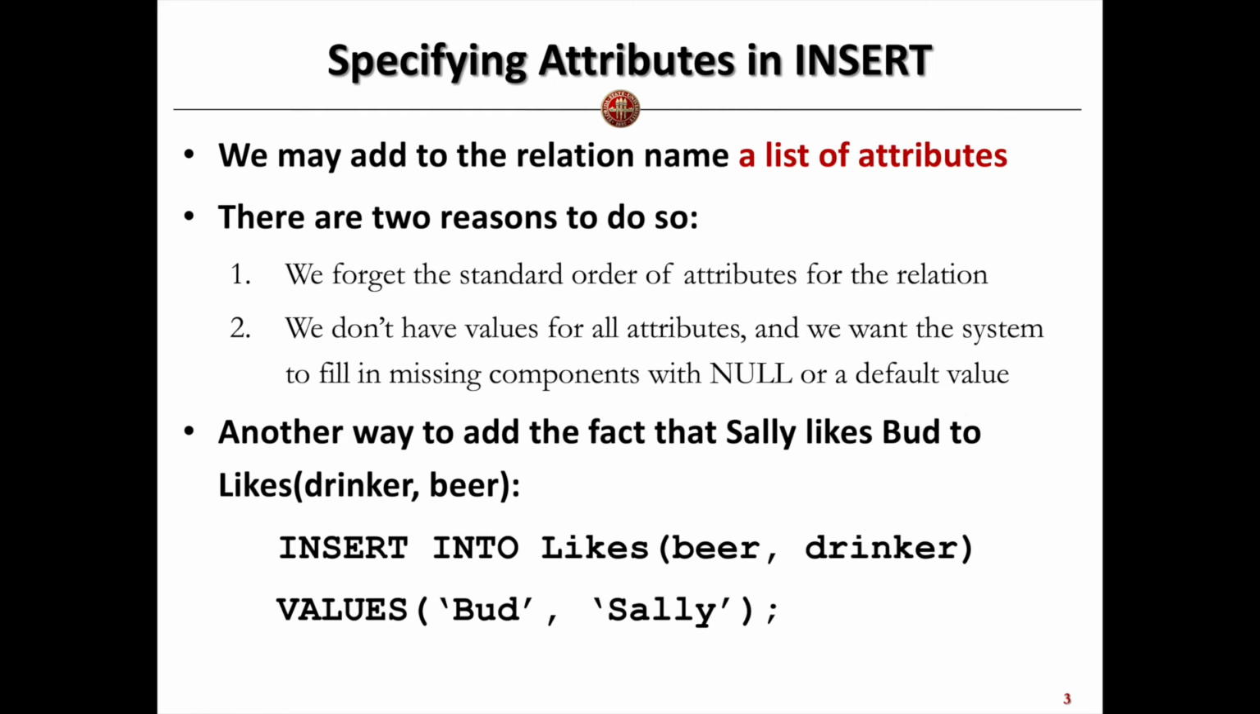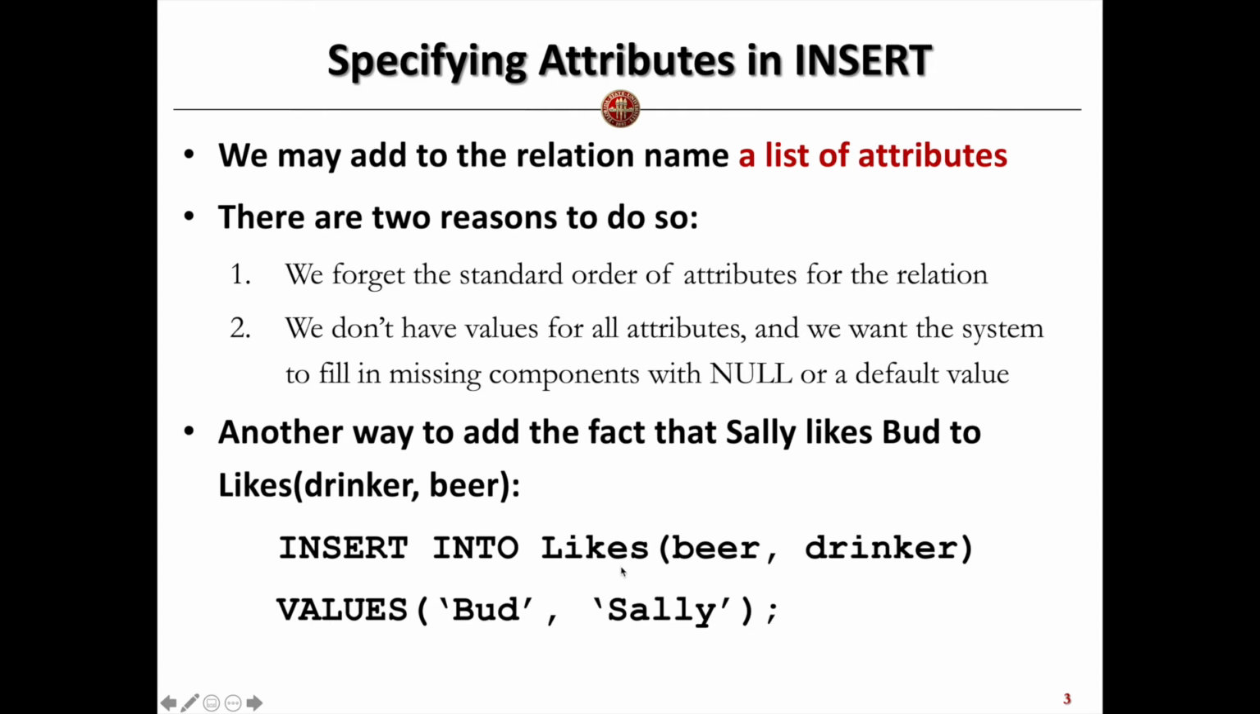We can do so by insertion with specified attributes for the relations as shown at the bottom. So, for example, we plan to insert into the table the fact that Sammy likes Bud. And we can do the insertion like this, insert into likes.